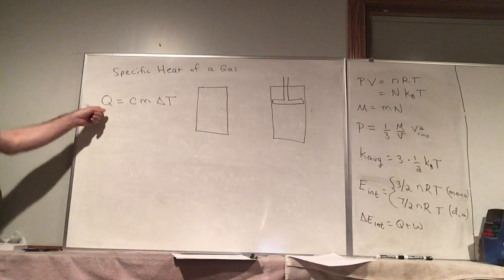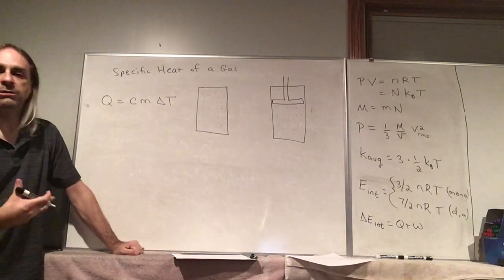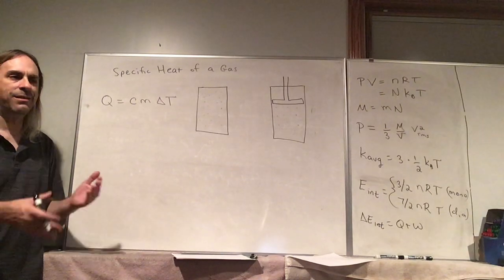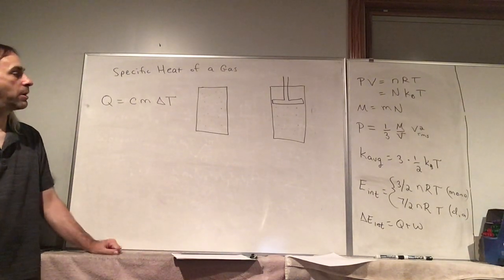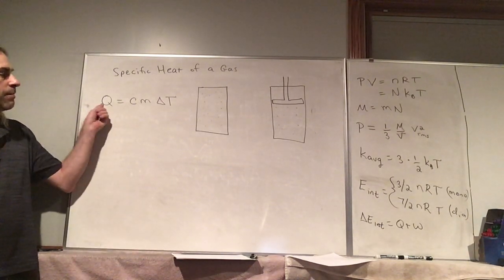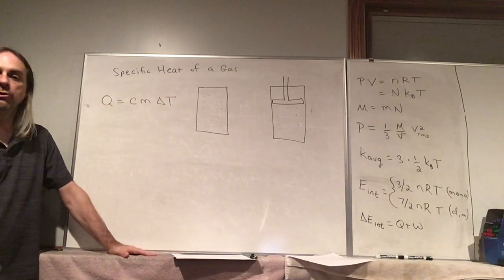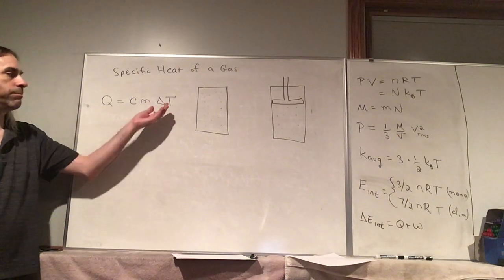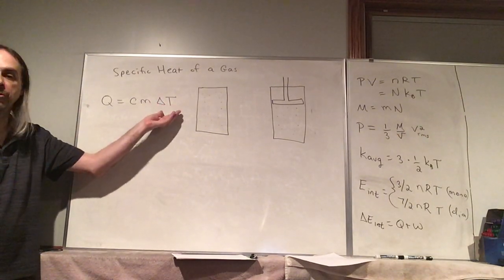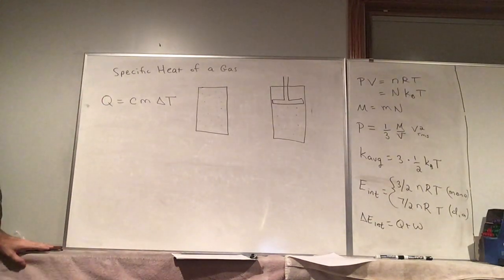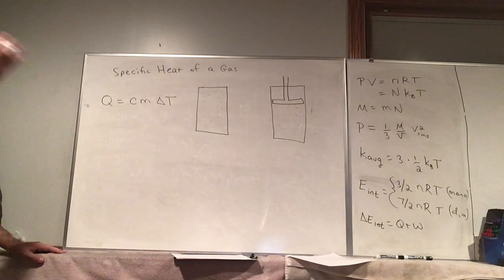So if you add heat to an object, you're going to change the temperature, provided you're not causing a phase change to occur. The heat you add is directly proportional to the temperature change, or really the temperature change is proportional to the amount of heat added, and inversely proportional to the mass. So we put it together, and it looks like this.